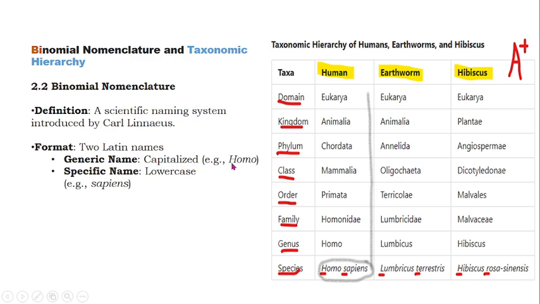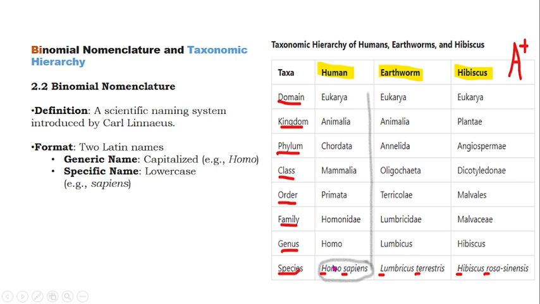It should start with a capital letter, followed by the species name, which is lowercase. If it is a species, like sapiens, it should start with a small letter. Now, to make this binomial nomenclature, you have to say Homo sapiens.